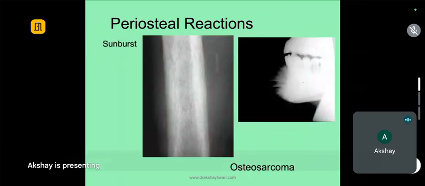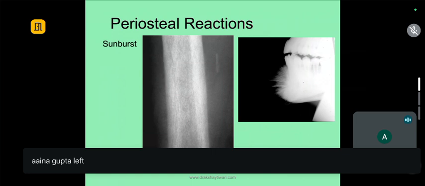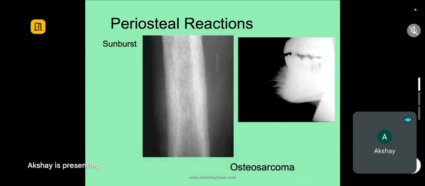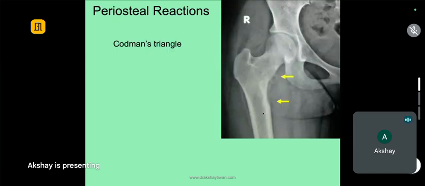Now what is sunburst? If it's even more aggressive, the periosteum gets elevated so fast that it only has time to form bone along the small vascular channels between the cortex and the periosteum. So the cortex did not have time to form bone like this, but it only has time to form bone along the small vascular channels which are there between the periosteum and the bone. This is a very aggressive kind of a periosteal reaction. This is called sunburst.